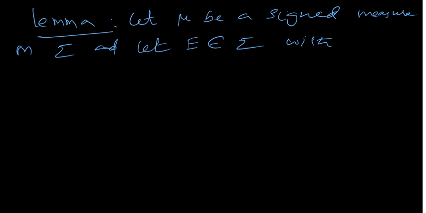So let mu be a signed measure and let E belong to sigma with mu of E positive. So E is not necessarily positive, okay? E is not necessarily positive.